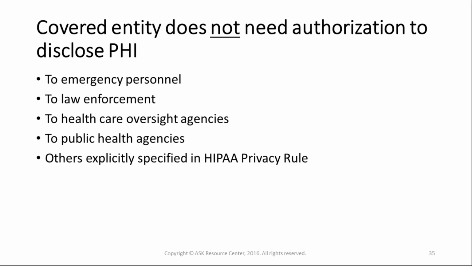Now, a covered entity also does not need authorization to disclose protected health information to emergency personnel. Just imagine if someone is in crisis, you don't want to have to wait. The emergency room doesn't want to have to wait for consent from someone to save their lives. To law enforcement for law enforcement purposes, to healthcare oversight agencies, to public health agencies. For example, if a public health agency is collecting information on a disease, an infectious disease, they don't need authorization. And there are others explicitly specified in the HIPAA Privacy Rule.